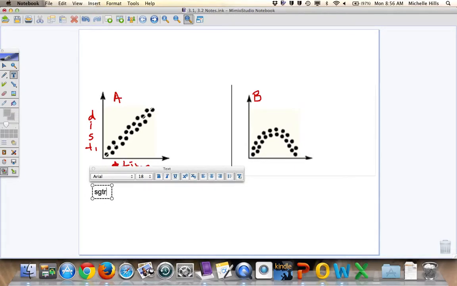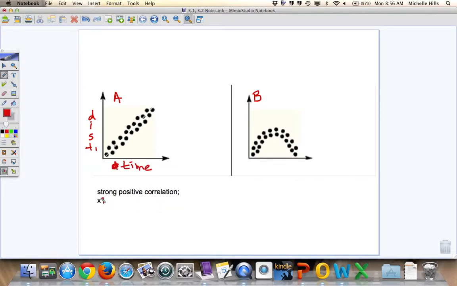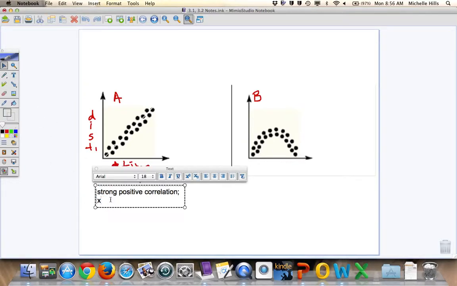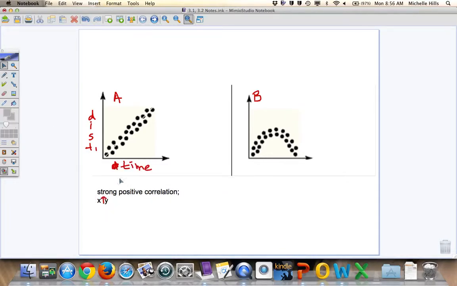So I would say that this is strong because the points are reasonably close to linear. Positive because if I look at the trend of these points as if I were to draw the line of fit through there, it would have a positive slope, and then correlation. And then what we're also going to do is say how the variables interact. Now in this case, assuming time and distance weren't on the graph, what I would just have to say is as x increases, y also increases.